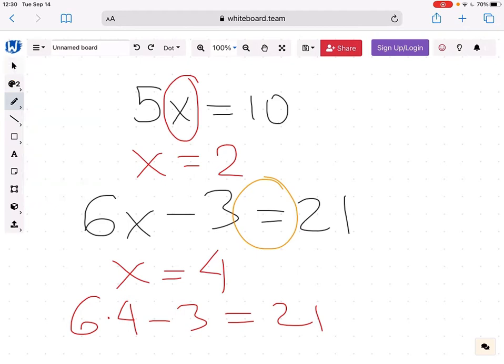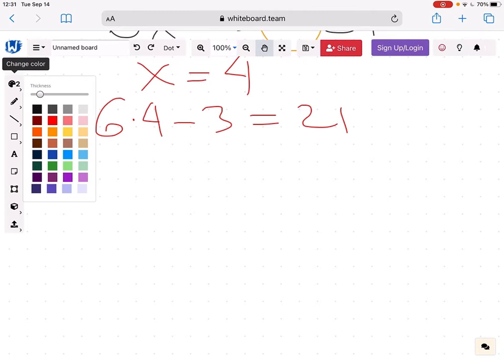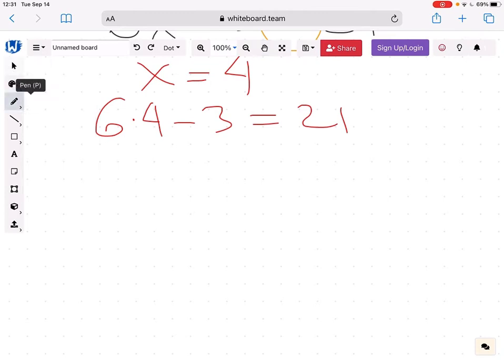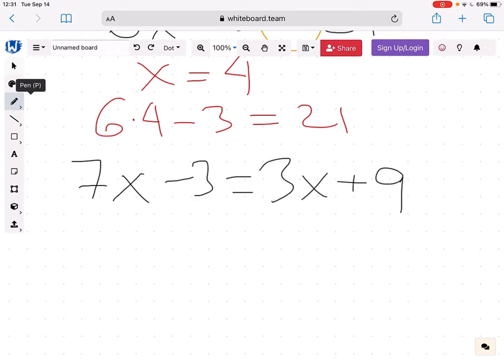So, so far, when we look at our equations, we see that there's only one term with unknown x. But in reality, the number of terms is not limited. We can have several terms that consist of our variable x. One example is like this: 7x minus 3 equals 3x plus 9. Now we have two terms that contain x, 7x and 3x.